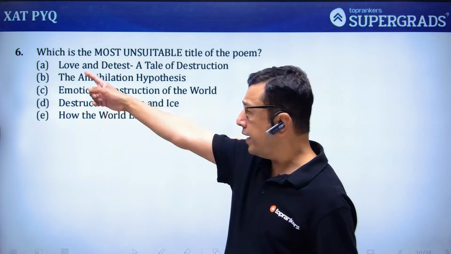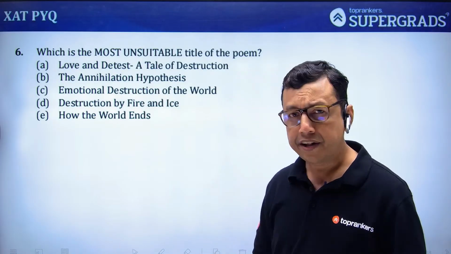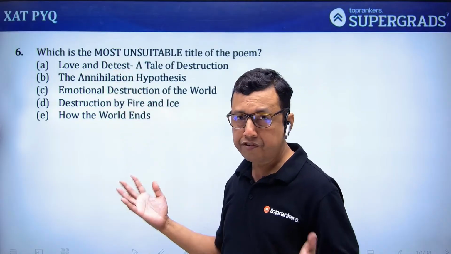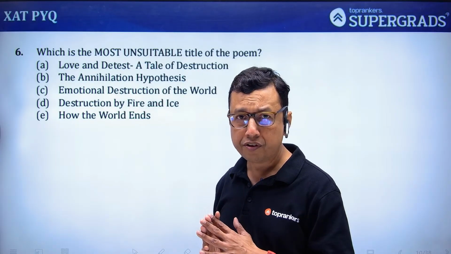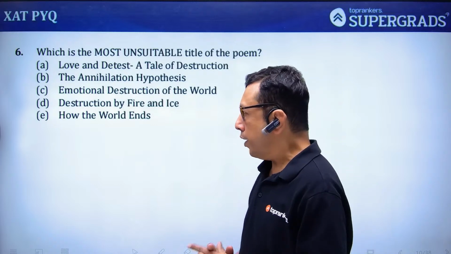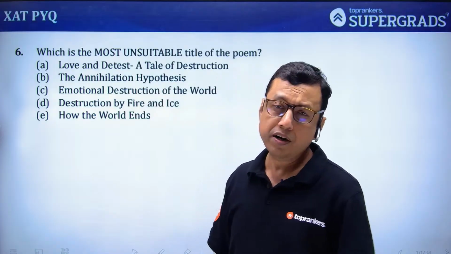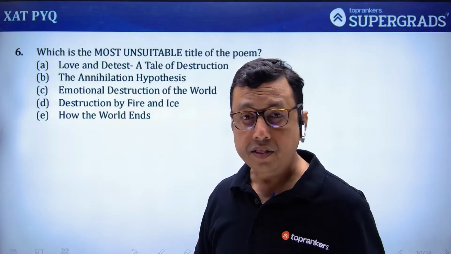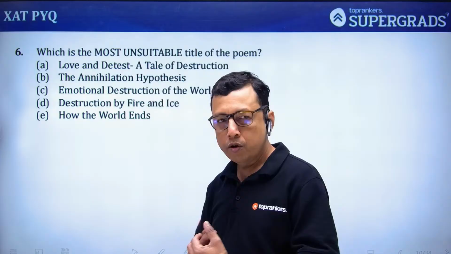Why? Because you want the most unsuitable title as the answer. So A, Love and Detest: A Tale of Destruction. It is connected. Although it talks about hatred, detest is there. Detest basically means hatred. So you cannot directly eliminate this option because it is partly present in the poem. The Annihilation Hypothesis. Yes, this can also be a title in a way. Annihilation means destruction. The theory of destruction. That is option B.